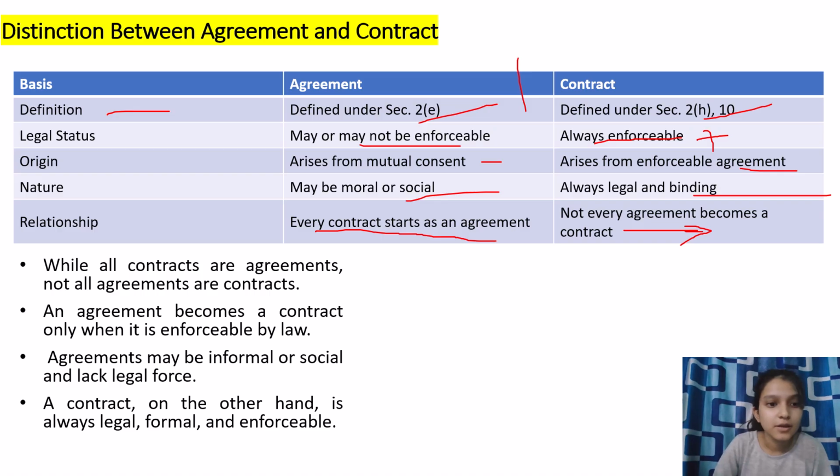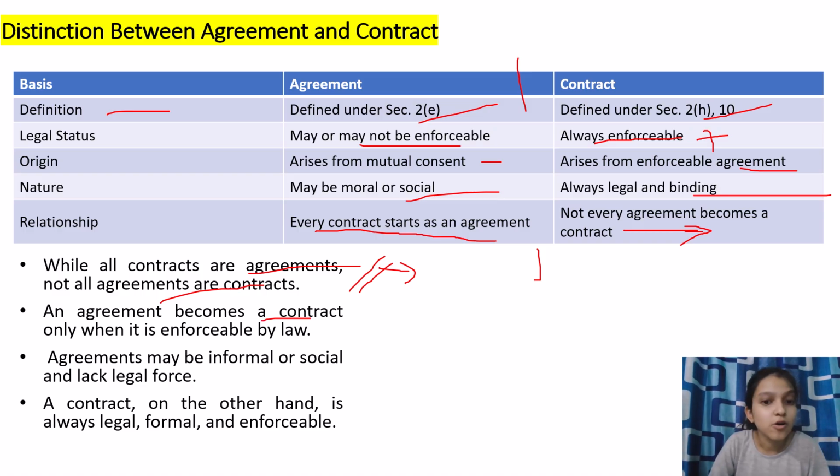Now let us understand it in more depth. While all contracts are agreements, not all agreements are contracts, because of enforceability and all the kinds of things that set apart agreement and contract. So this is the very answer to what I asked at the very beginning of the video, and I hope it gets clear. If not, you can ask your queries in the comment section. I'll try my best to solve the queries.